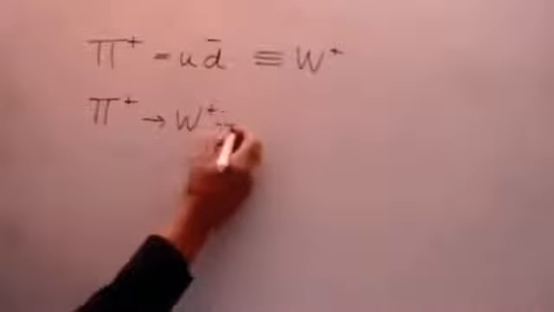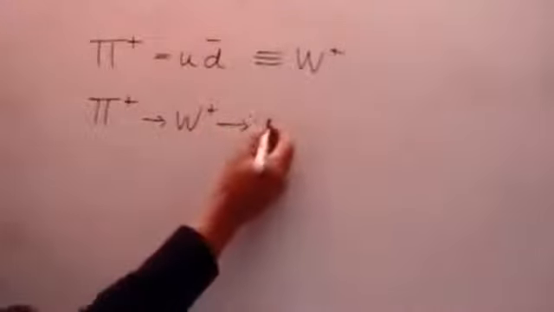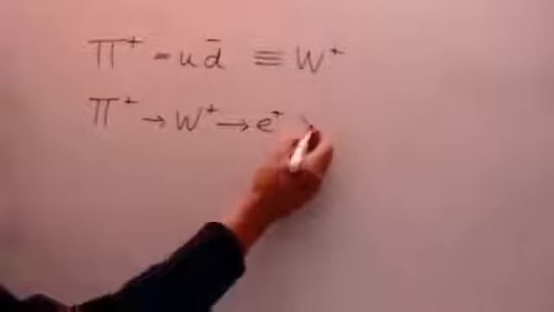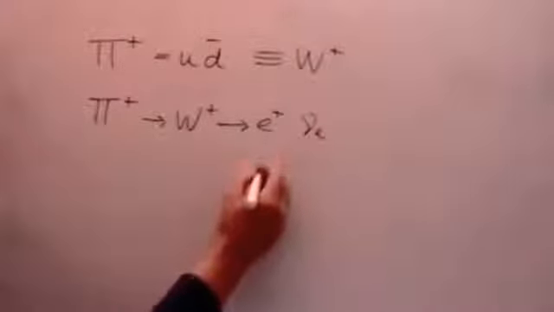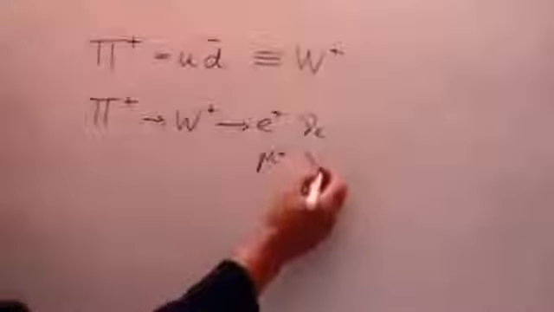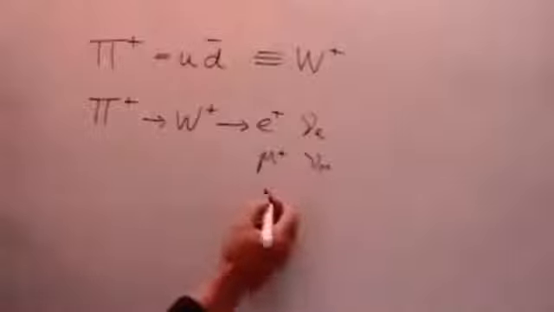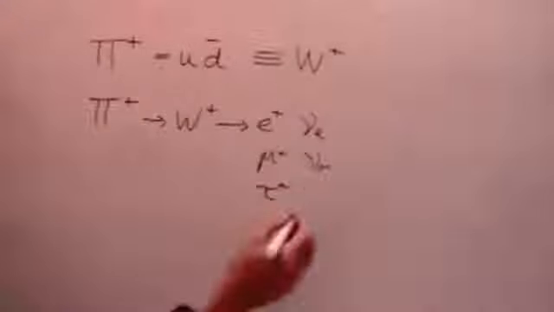So what this means is this gives us a hint of how a pion can decay. If you like, a pion, which is the equivalent of a W plus in the sense of its quark structure, can then decay into a positron and an electron neutrino, but it could also, of course, decay into a heavier version of the electron, the anti-muon and a mu neutrino, or the anti-tau and a tau neutrino.